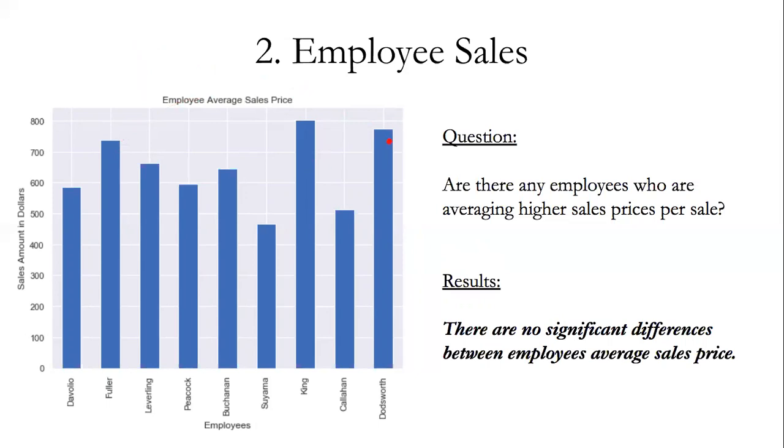Are they focusing mostly on products that have a high sales price, a high unit price to start with, or are they just making more sales overall? This showed that amongst your employees, there really are no significant differences between employee average sales prices, showing that there really aren't certain employees who are way ahead of everyone else when it comes to sales prices.